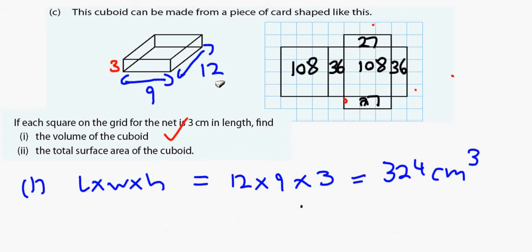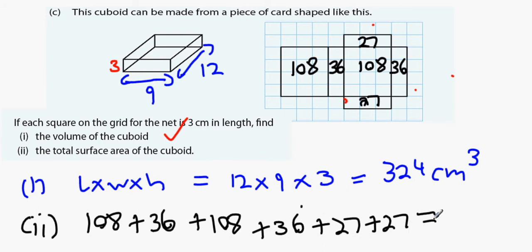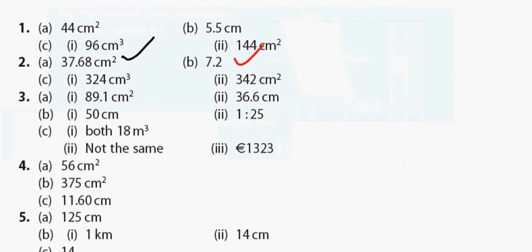So we're going to get 108 plus 36 plus 108 plus 36 plus 27 plus 27. And we're going to get 342 centimeters squared. Okay, so just go and check out both these answers. 324 and 342, correct. We're now on question 3.